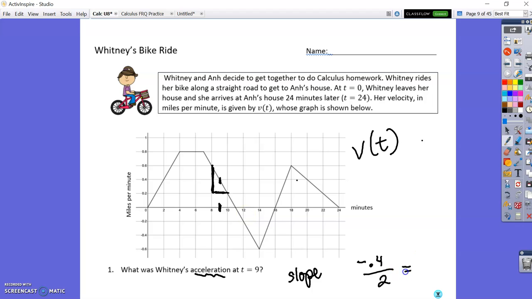But if I work through this, moving the decimal one place, we've got -4 over 20. And so that actually becomes -1 over 5, or -0.2. So I was incorrect, and it's really important to pay attention to units. And so it's -0.2, and that's miles per minute squared, or minutes per minute, whichever way works better for you on that.